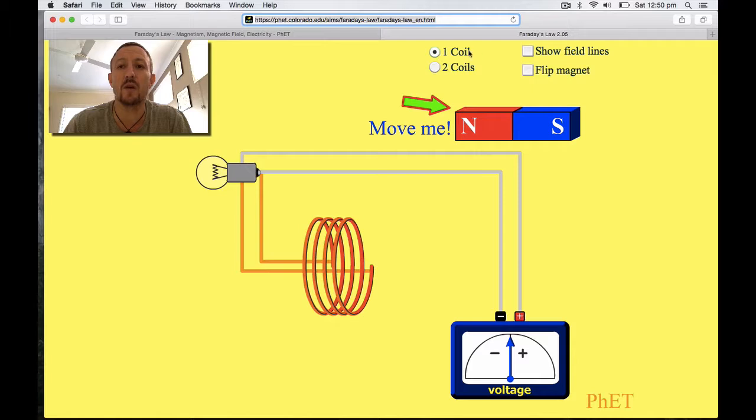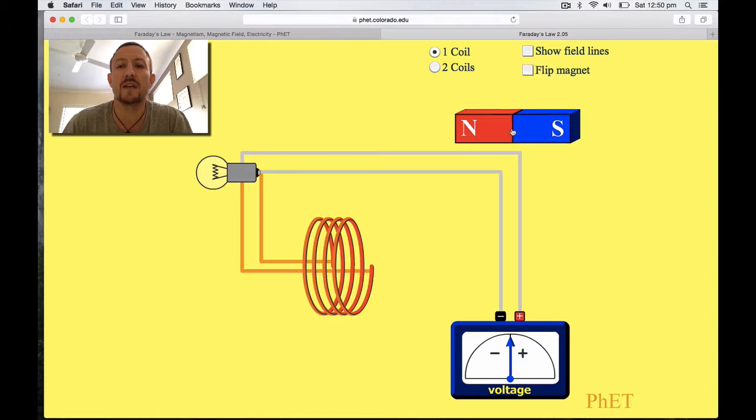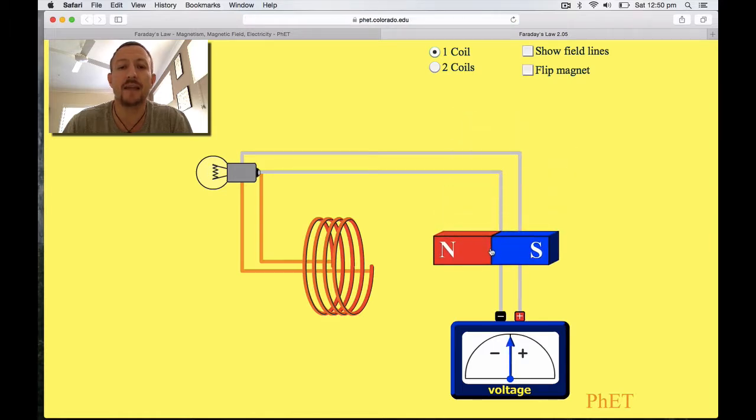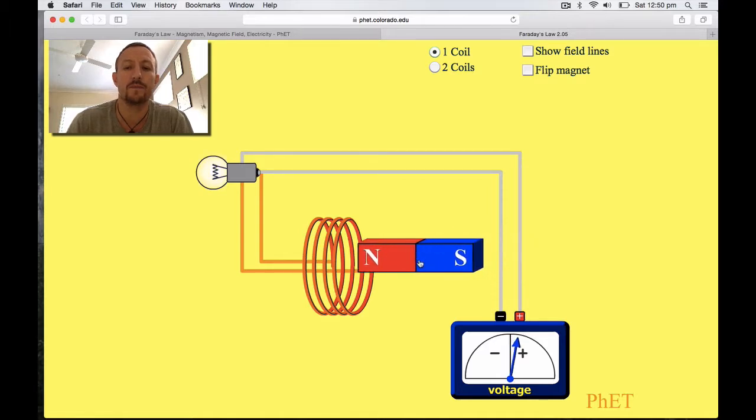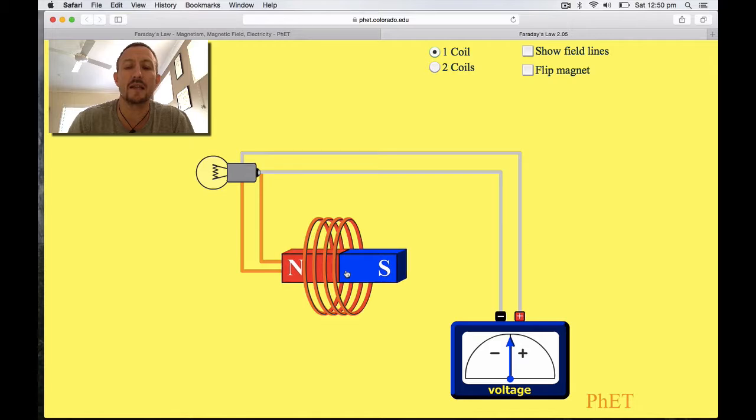Now I'm only going to use one coil in this case. I've got a coil, which is linked to a bulb, and it's also linked to a voltmeter. So I will take my magnet and slowly pass it through the coil, and you can see the needle of the voltage changing. As soon as I stop moving my magnet, I get no current.